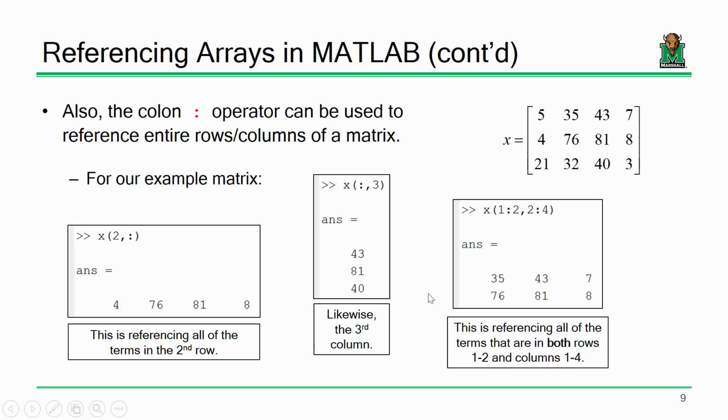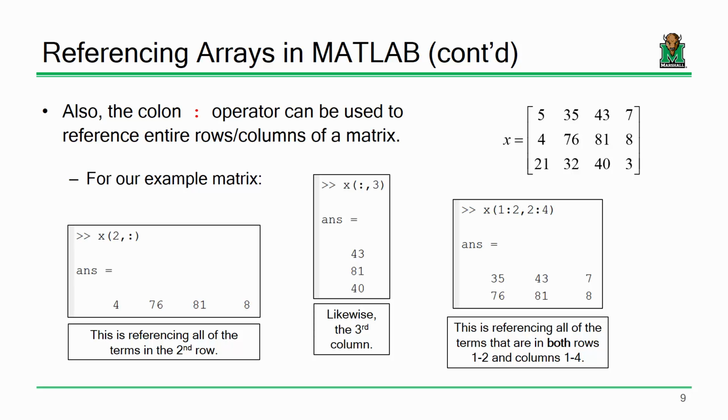Now this one's a little bit more confusing. Okay, so try and interpret this statement. 1 colon 2 and 2 colon 4. So remember the spacing here, the first piece of what's in the parentheses is the row information, and then the second piece is the column information. So what you're saying is, give me the information that is in both the first and second rows and columns 2 through 4. So whatever's in both of those have to be true.